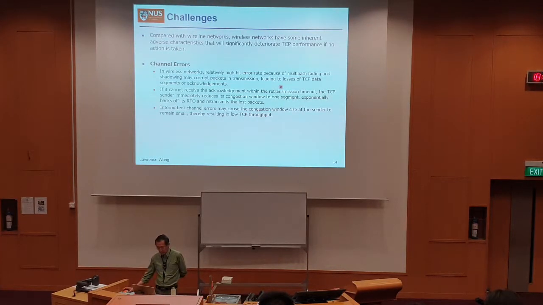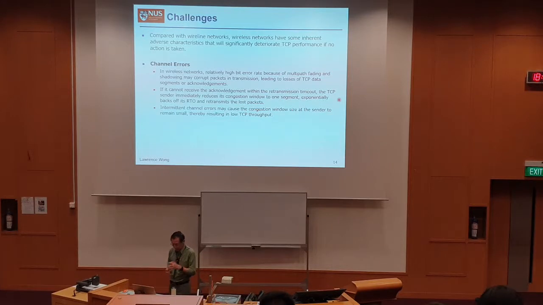The data errors could be in the data packet that you send out, or in the acknowledgement that the receiver is sending back. Either way, if the sender cannot receive an acknowledgement within the RTO timeout, the TCP sender immediately reduces the congestion window to 1, that means only one packet, and exponentially backs off its RTO and retransmits the lost packet when the backoff time expires. So you're back to a situation where you can only send one packet at a time.